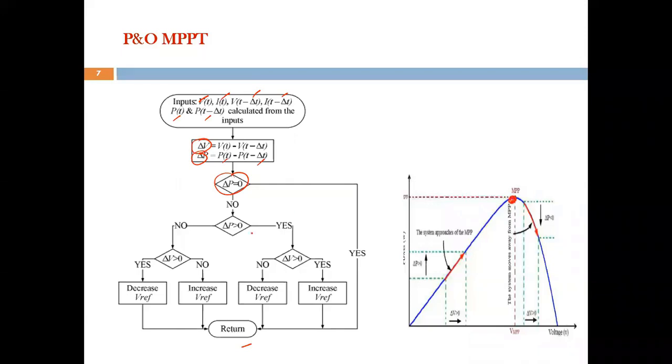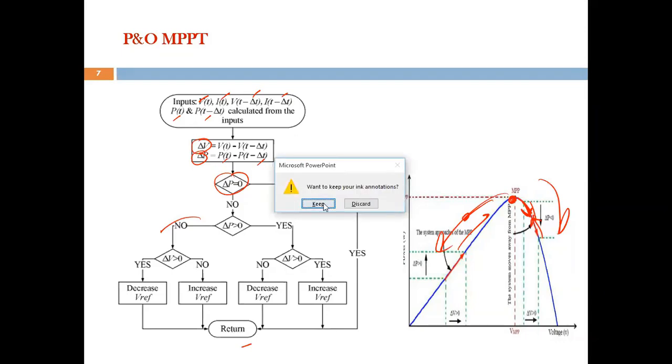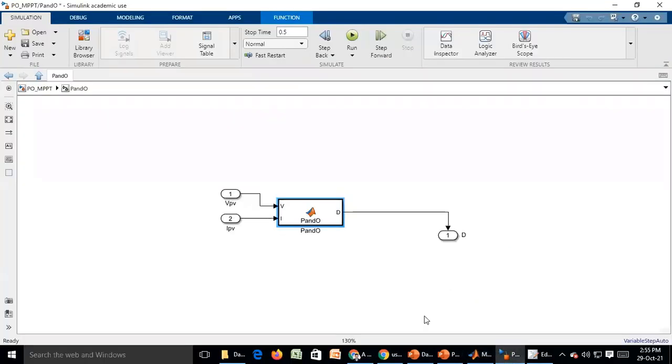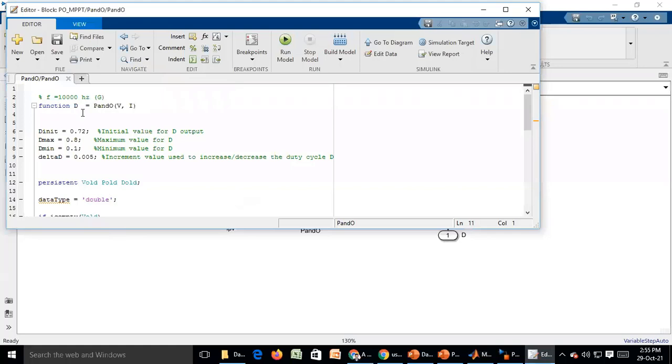There is a possibility delta P is greater than 0. This side you are. We will see whether delta V is greater than 0 or not. If yes, then increase the V reference, otherwise decrease the V reference. Otherwise, if delta P is less than 0, on the other side, we either increase or decrease. That means on one side it is operating this way, on the other side it is operating that way.